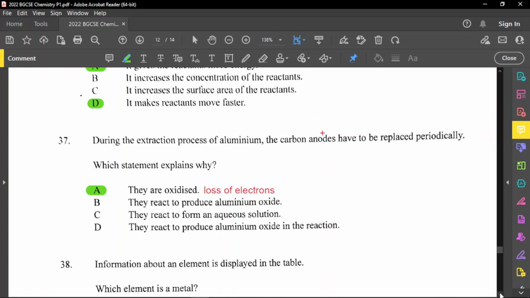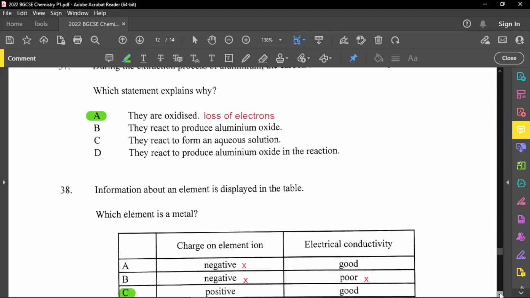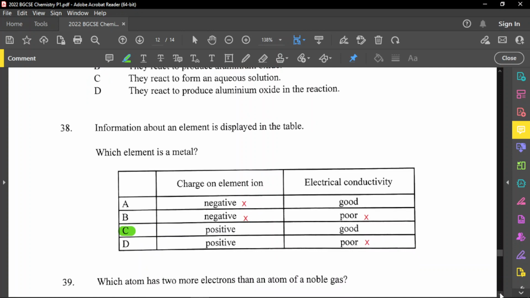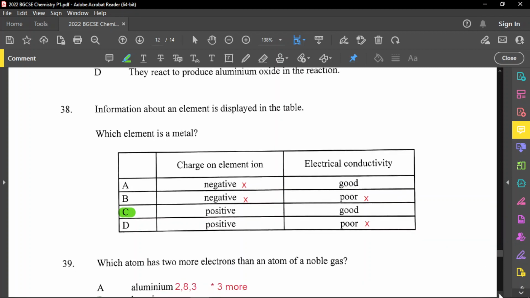Question 38 said information about an element is displayed in the table, and it asked which element is a metal. Without even a lot of explanation for this, the charge on the element, once it's a metal, must be positive. So off the bat, it must be between C and D. And then, in terms of electrical conductivity, metals are good conductors. So therefore, the answer here is C. All right, so by process of elimination, C is our answer.